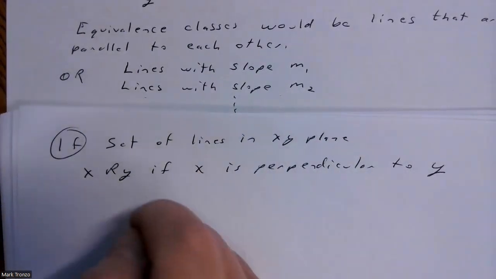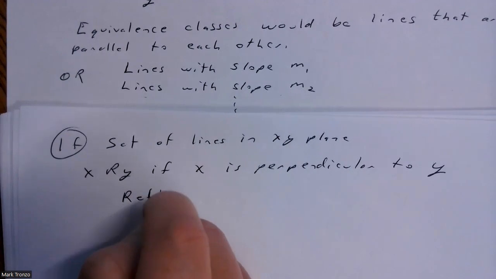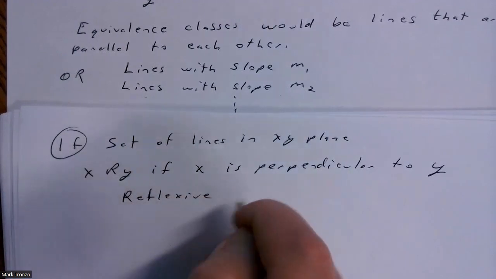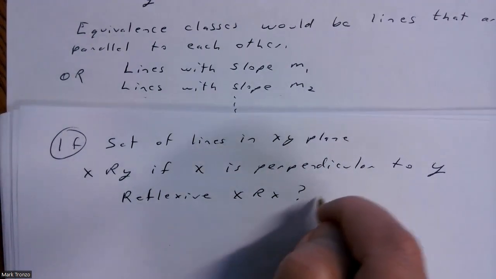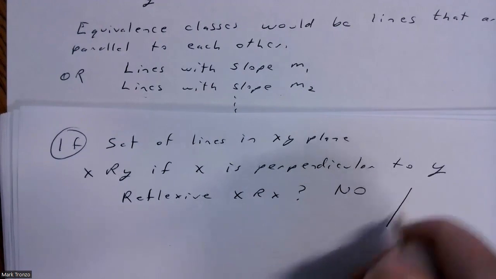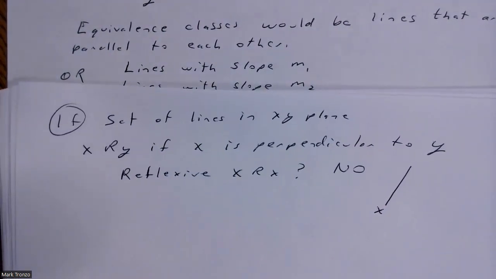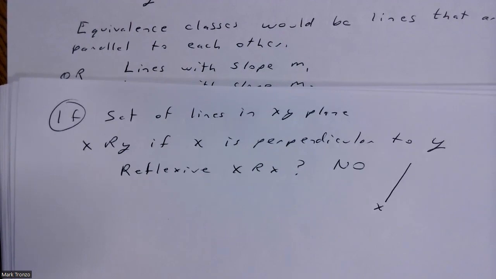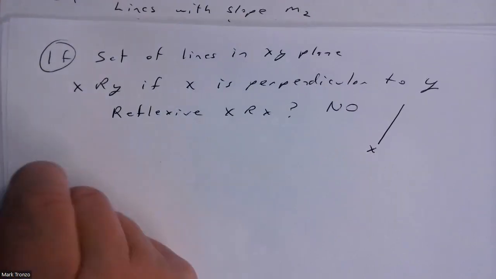Yeah, I think the first one, you have to, yeah, exactly. Good. Because X can't be perpendicular to X. That's an easy one. And then the next one, 1G.